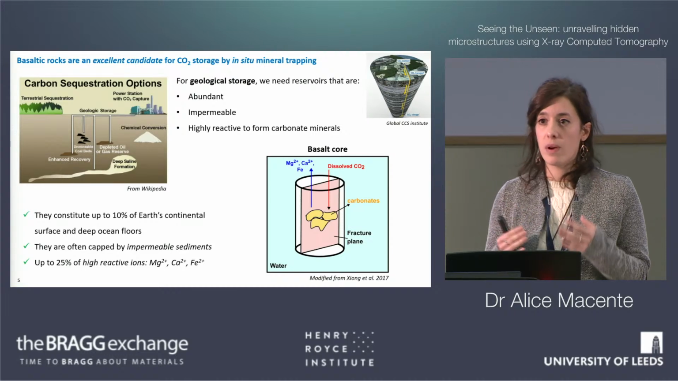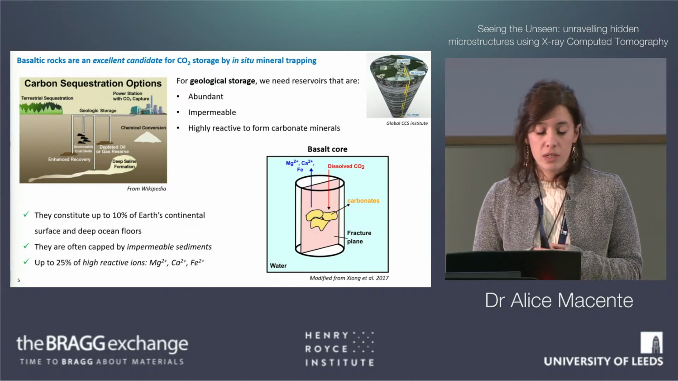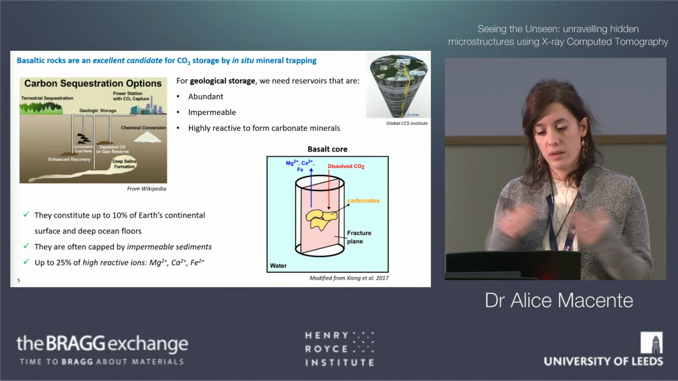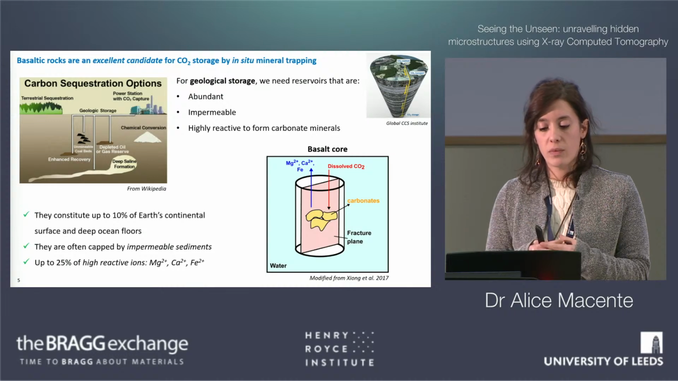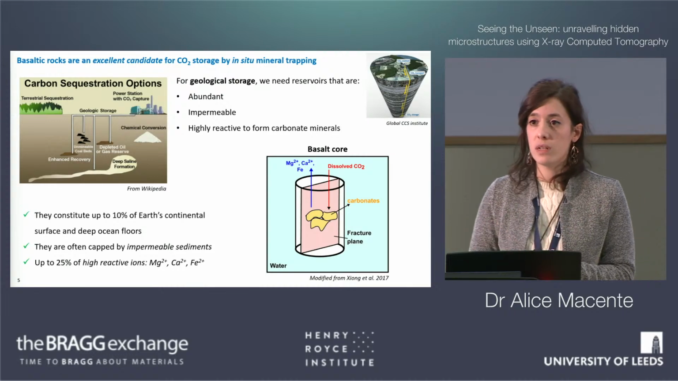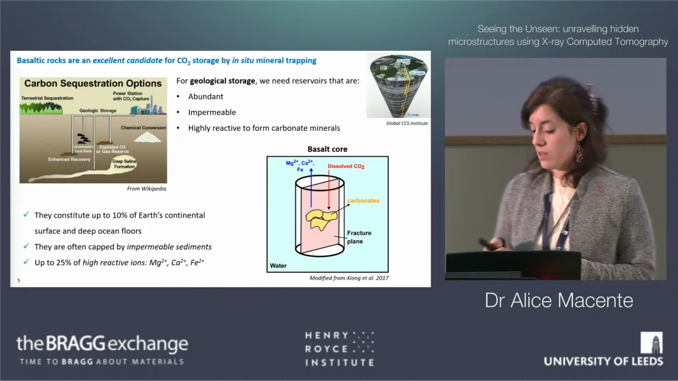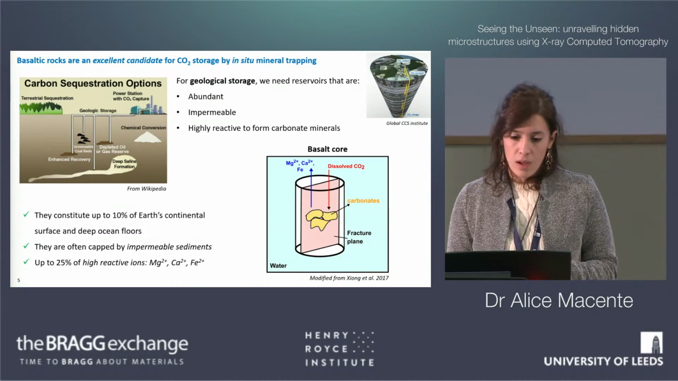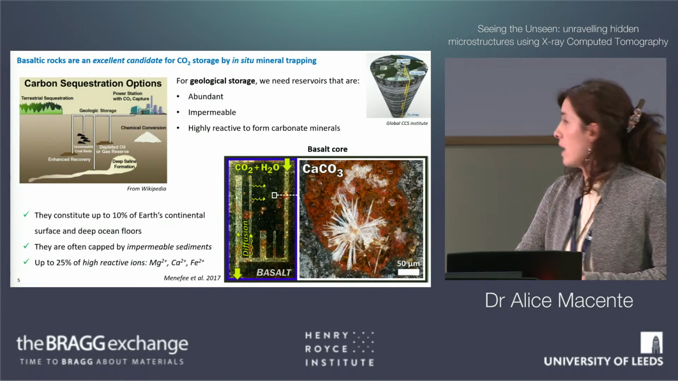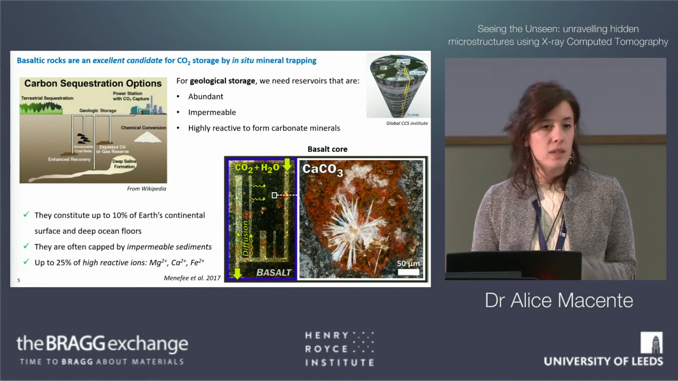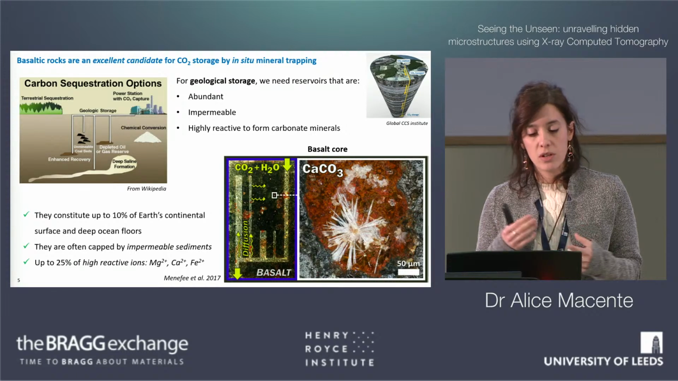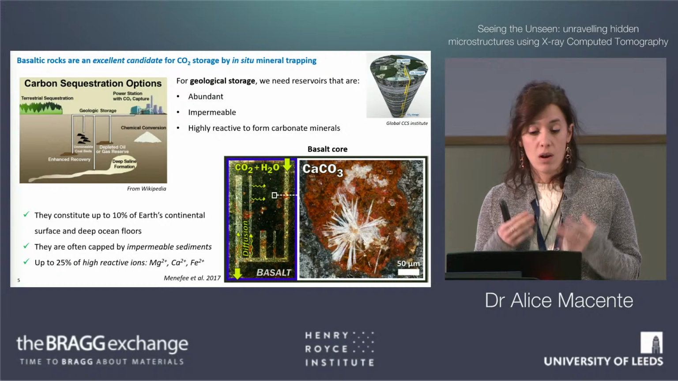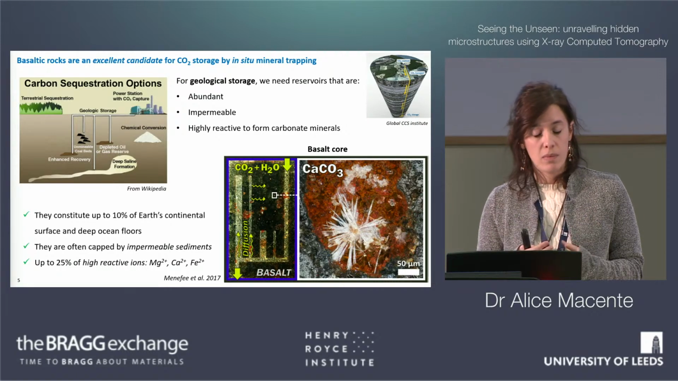They're often cut by impermeable materials, and they're very reactive, which means when they combine with the CO2-rich fluids, they form these carbonate-rich minerals. And this is what they look like under the microscope. So when this process of CO2 sequestration happens, the properties within the rocks change a lot, especially porosity and permeability.